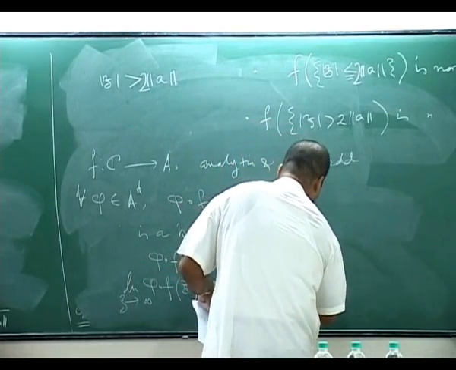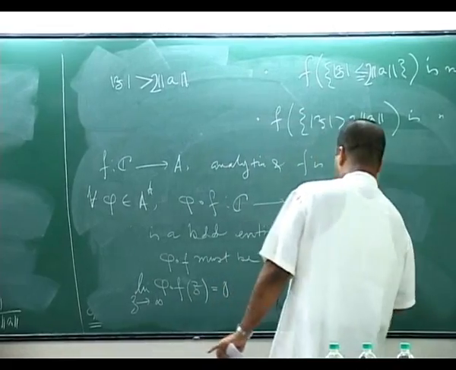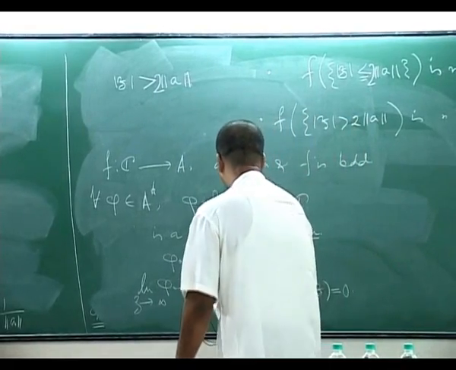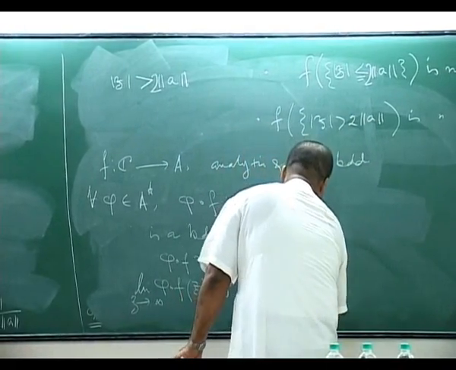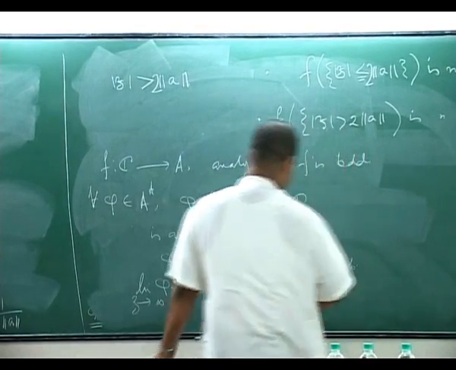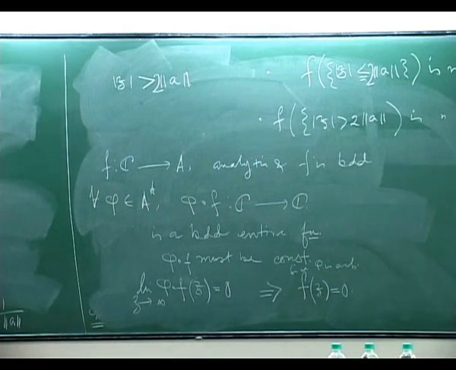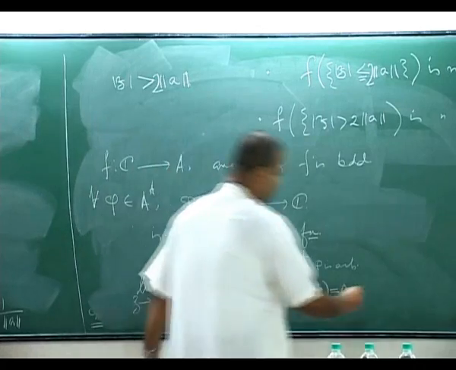So, this implies f of z equal to 0, because that is true for all phi. Since phi is arbitrary, f z equal to 0, and that is a contradiction, because we know that f z is an invertible element. Okay. So, this is a contradiction.